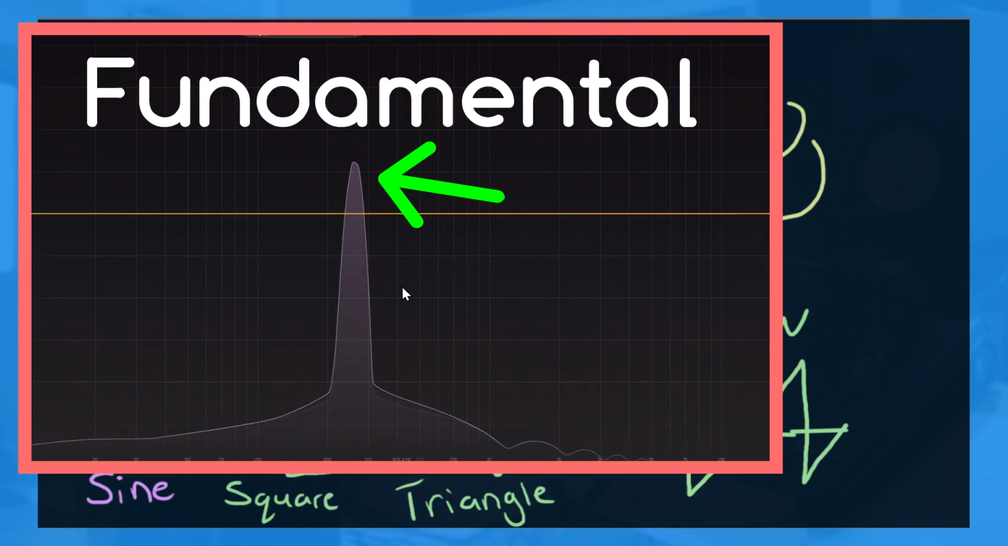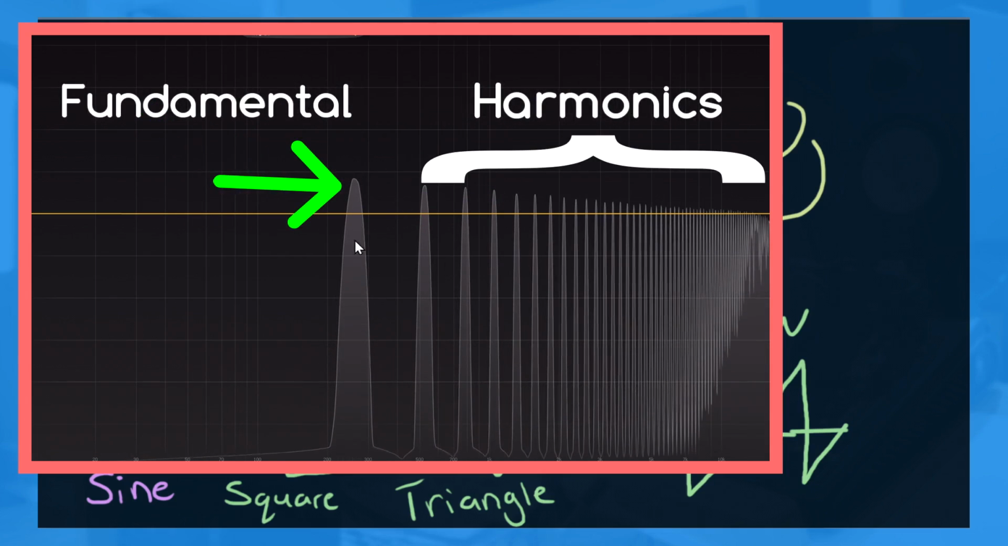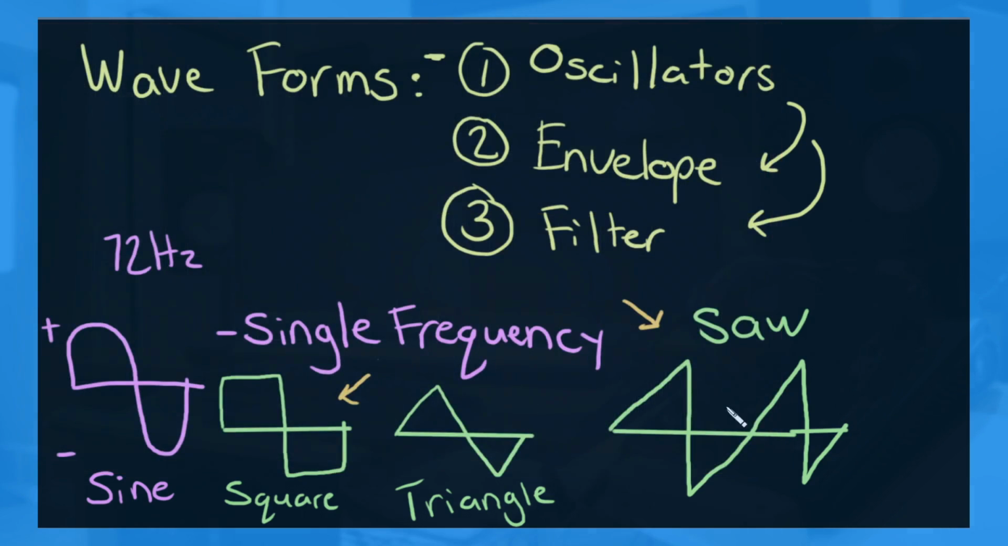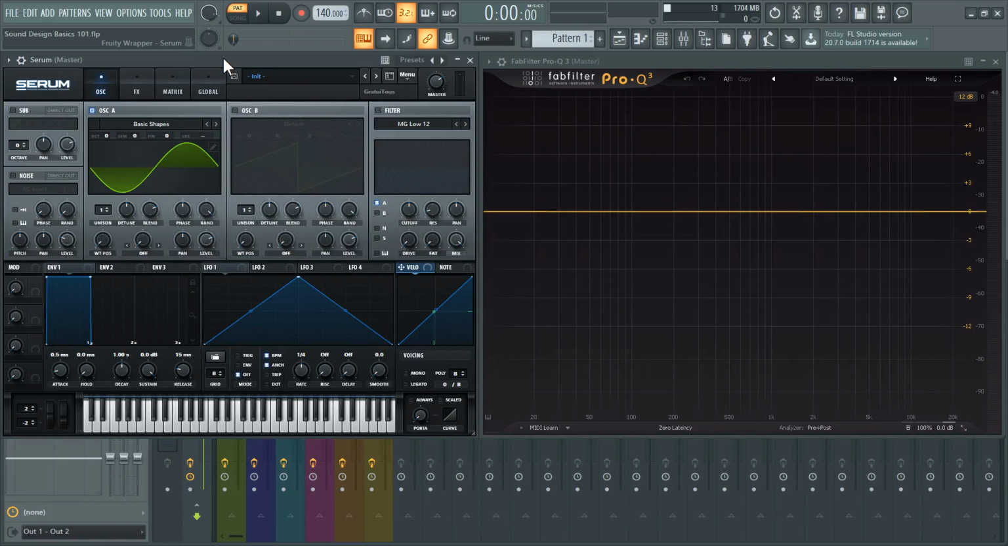So again, the sine wave, this is your basic fundamental. Then you start adding on these harmonics once you start adding in a triangle wave or a square wave or a saw wave, okay? So here we are in FL Studio. I'm just going to play a single note for you. And as you can see right now, I'm on a sine wave, okay?